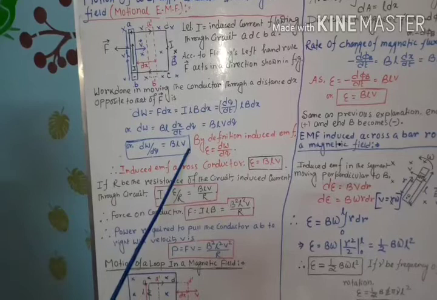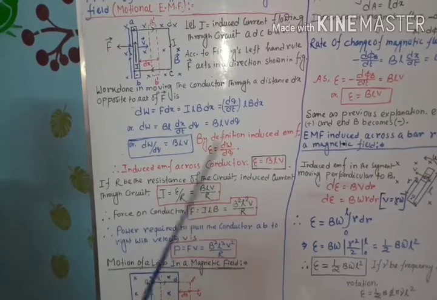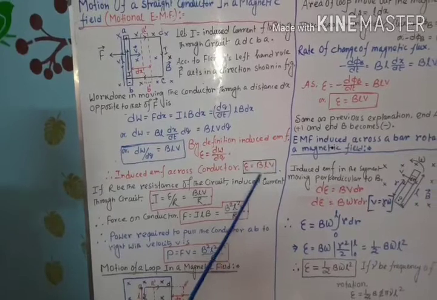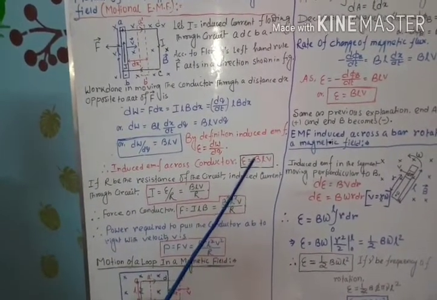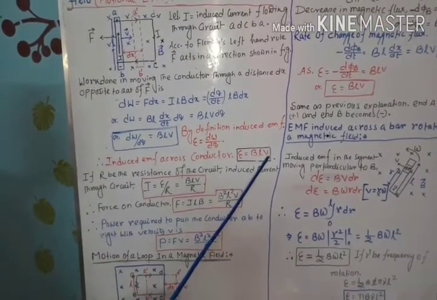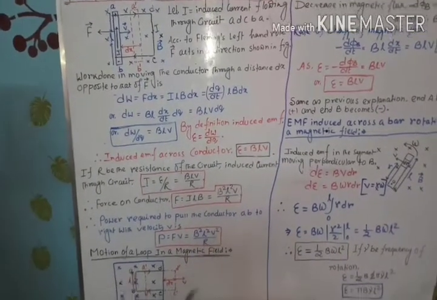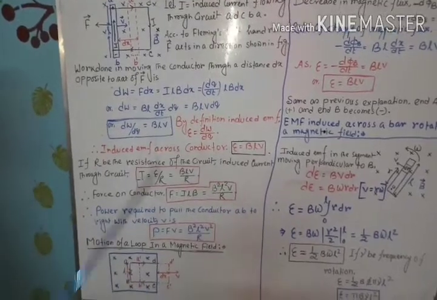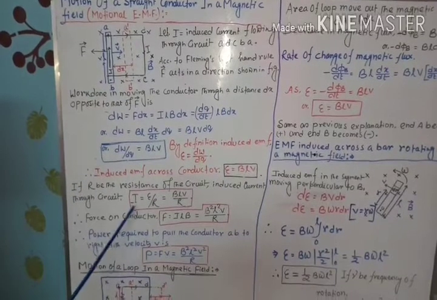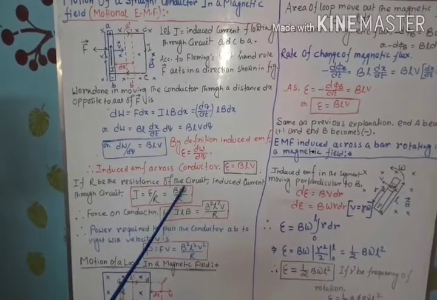Now dW by dq equals BLV. By the definition of induced EMF, the induced EMF is given by E equals dW by dq. So from these two expressions we can write E equals BLV. This is the expression for induced EMF across a straight conductor of length L moving with a velocity v over the magnetic field, whenever the motion takes place perpendicular to the magnetic field. Now student, if R is the resistance of this circuit, then the magnitude of the current is given by I equals EMF by resistance, which equals BLV by R.